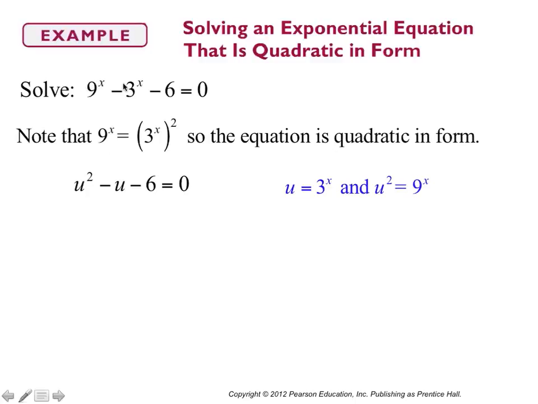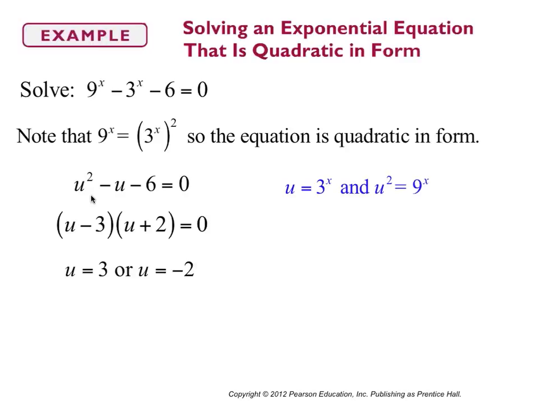So really what we're doing is just replacing all of our pieces. Instead of having x's, we're now going to have u's. So 9 to the x power is u squared, 3 to the x power is just u, and then we still have this minus 6. Now this is really easy to solve. U squared minus u minus 6, you can factor that. It's going to factor into u minus 3 times u plus 2. And if you solve it, you just get u equals positive 3 or u equals negative 2.